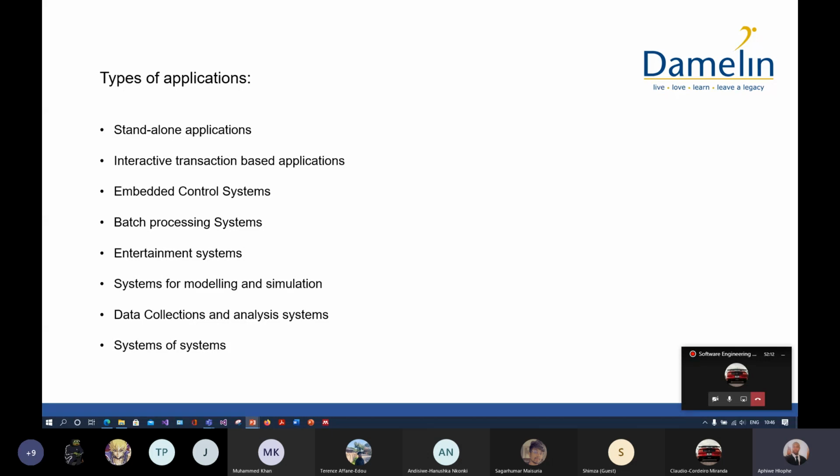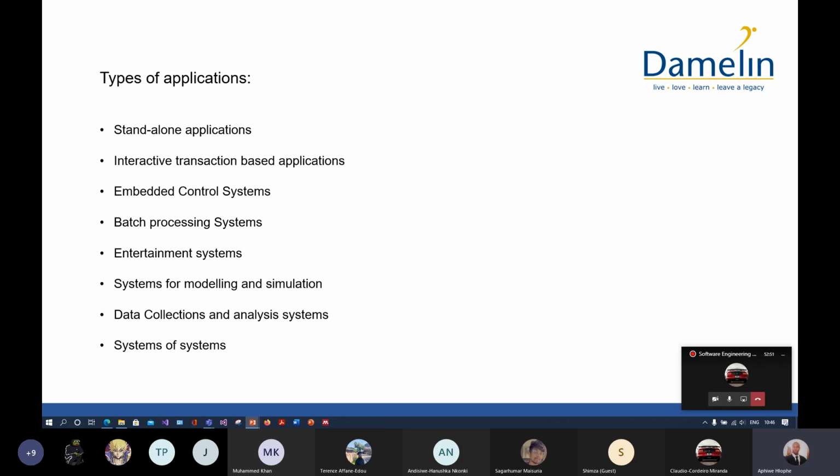And there's also systems for simulation. Okay, how do pilots learn to fly planes? They have to do some sort of simulation, and that simulated environment is controlled by software. The conditions are set out by the software. So there are systems for modeling and simulation as well. Then we have data collection and analysis systems. These types of systems are normally used in conjunction with some sort of sensor technology. So it's a combination of sensor and software.